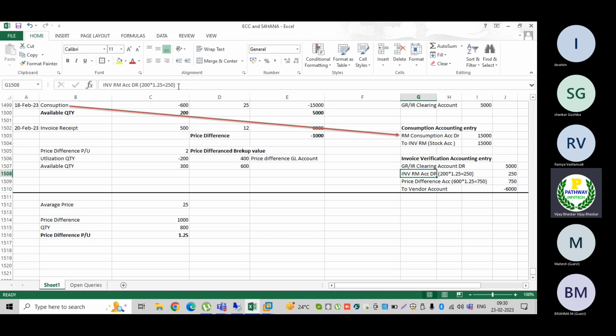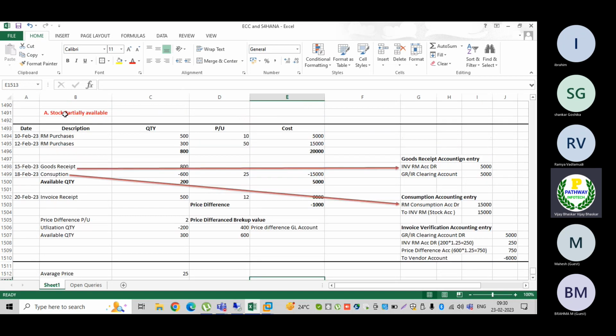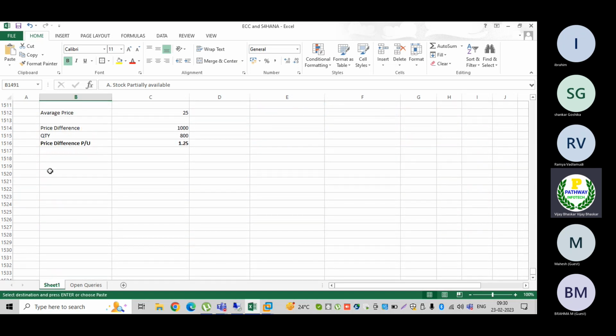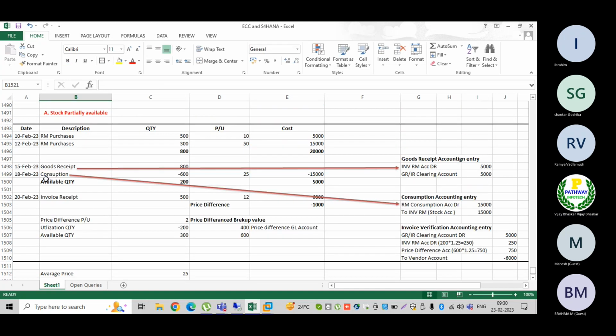Okay, this is what I have just calculated. This is the case where the stock is partially available. Now, in case stock is not available, what will happen?